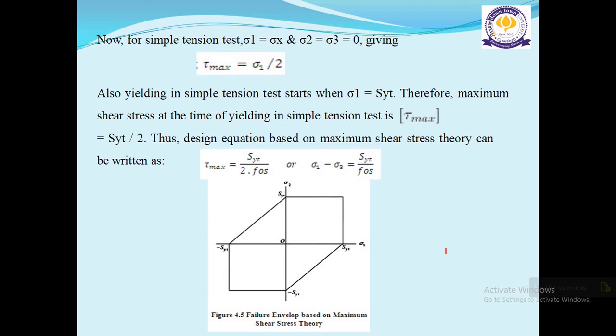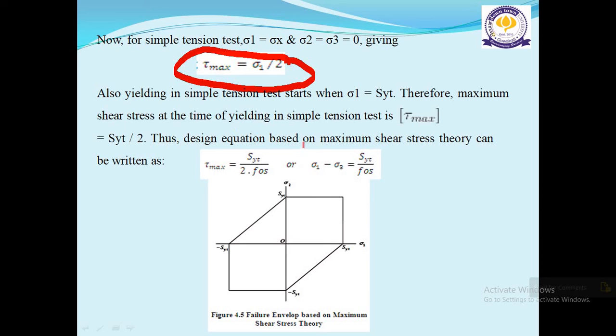Now, for simple tension test, sigma 1 is equal to sigma x and sigma 2 is equal to sigma 3 is equal to 0, giving tau max is equal to sigma 1 divided by 2. Also, yielding in simple tension test starts when sigma 1 is equal to S of yt. Therefore, maximum shear stress at the time of yielding in simple tension test is tau max is equal to S of yt divided by 2.